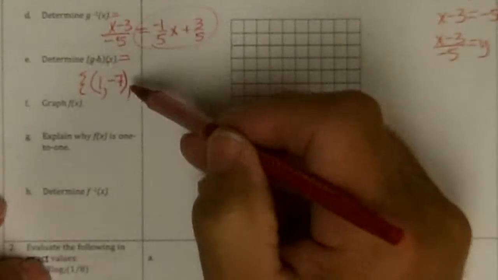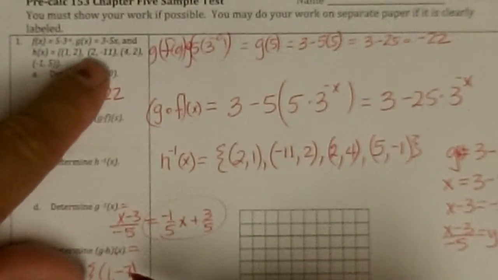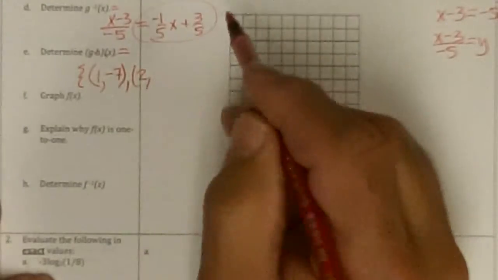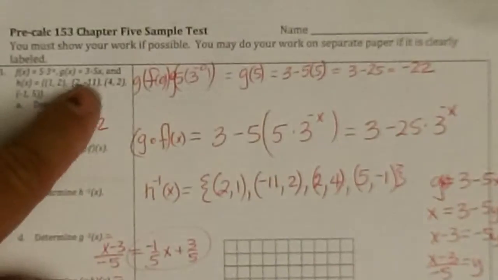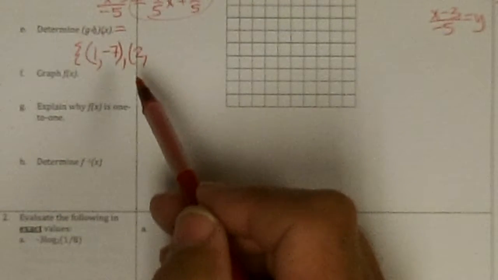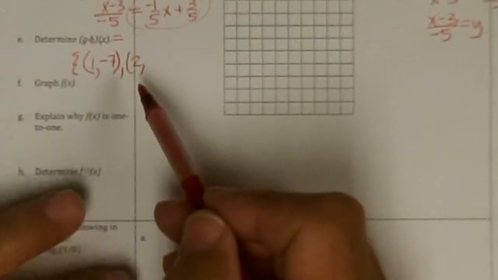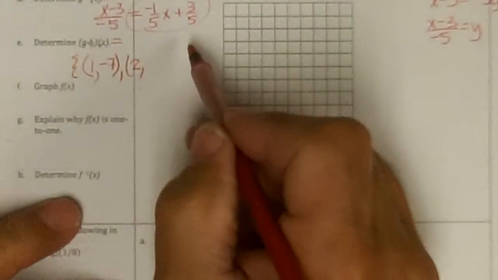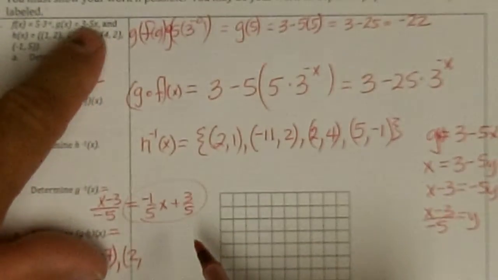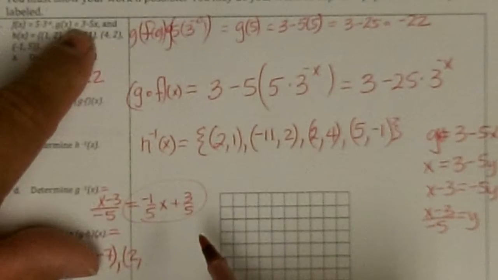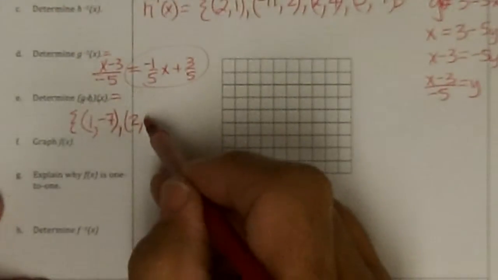Now the second thing we can put into h is 2. And so if we put in the 2, h will turn that to negative 11. Negative 11 into g would be negative 5 times negative 11 would be positive 55, and 3 is 58.